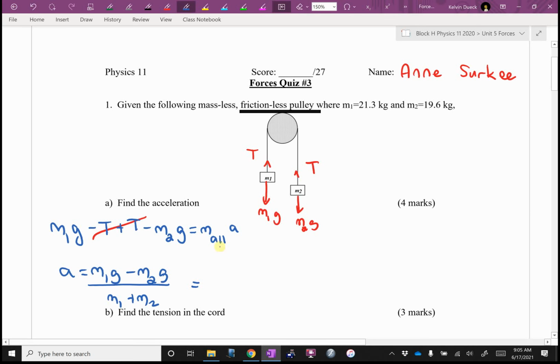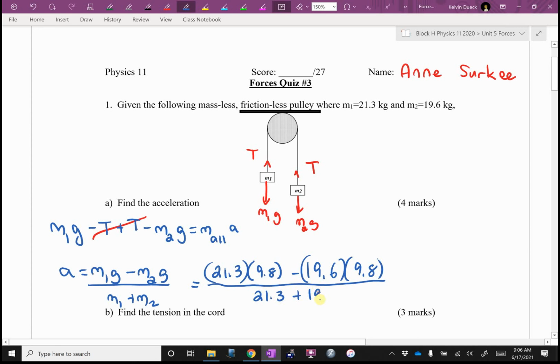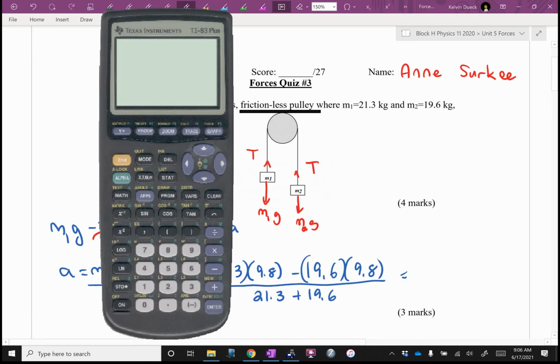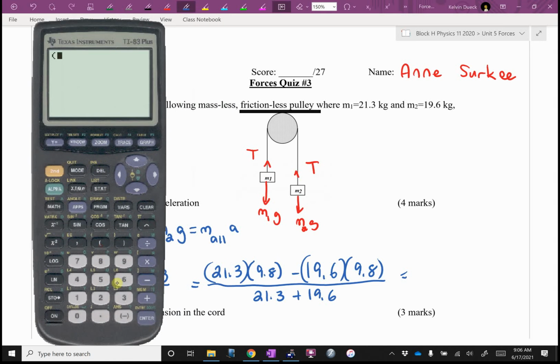So it's going to be M1, 21.3 times 9.8 minus 19.6 times 9.8 all over 21.3 plus, not times, 19.6. You need to be comfortable typing this into your calculator. So definitely brackets around the top, or use your fancy schmancy two-level fraction button. 21.3 times 9.8 minus 19.6 times 9.8, close off the top, divided by bracket 21.3 plus 19.6. Look for typos. That looks good.